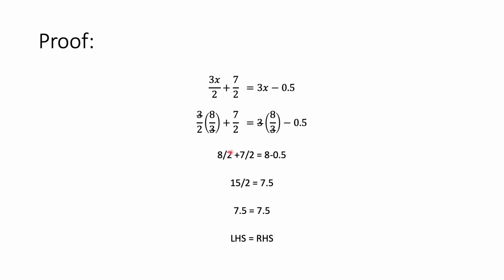And when we evaluate this one, we get 8 over 2 here plus 7 over 2 equaling 8 minus 0.5. So on the left hand side, when we add these two fractions, we have 15 over 2 equaling 7.5, and 15 over 2 is the same thing as 7.5. So we have the left hand side equaling the right hand side. In other words, our solution is correct. The value of x is in fact 8 over 3. So that is the solution.